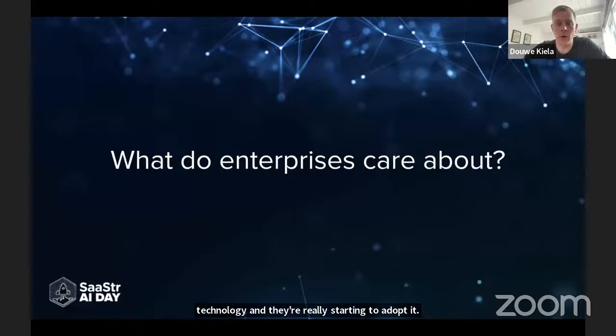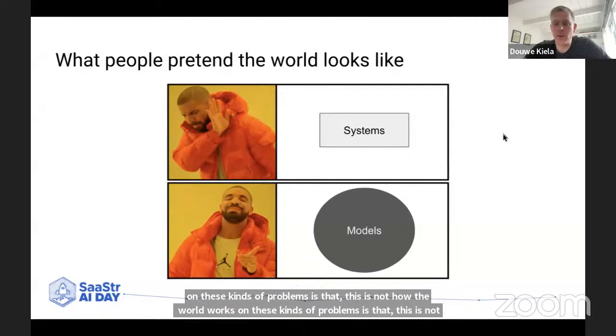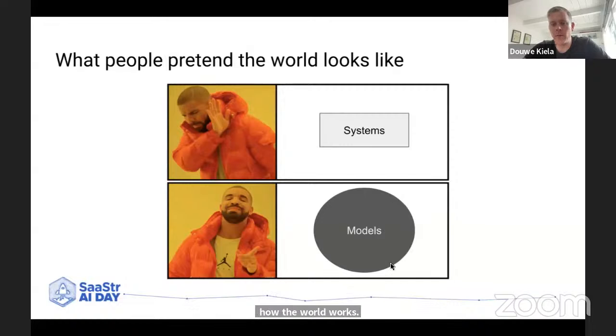2024 is going to be the year of production deployments of AI in enterprise. So one crucial observation, I think, for people working on these kinds of problems is that this is not how the world works. A lot of people pretend that the world is such that models are the most exciting thing, and systems don't really matter. So it's really about, what is your accuracy on benchmark X, and how you deploy the model and things like that doesn't really matter.